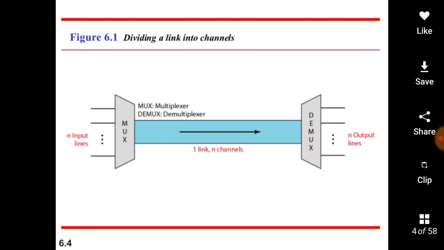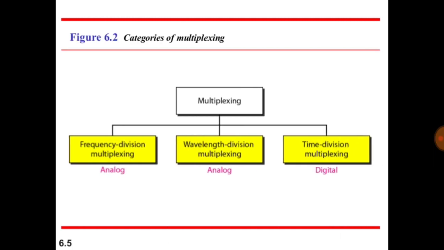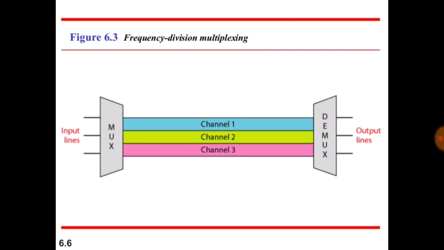Now we are going to see the different types of multiplexing. The first one is frequency division multiplexing. The second one is wavelength division multiplexing. The third one is time division multiplexing. Now I'm going to talk about the frequency division multiplexing method.